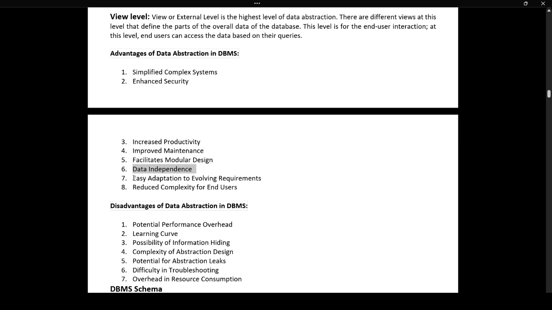Okay, next, easy adaptation to evolving requirements. Adaptation is about being able to adapt easily to any environment. For example, right now in my laptop I'm using the Windows operating system, and on mobile phones the Android operating system. So if operating systems differ, it does not make any changes, right? It can be easily adapted. That's nothing but easy adaptation.